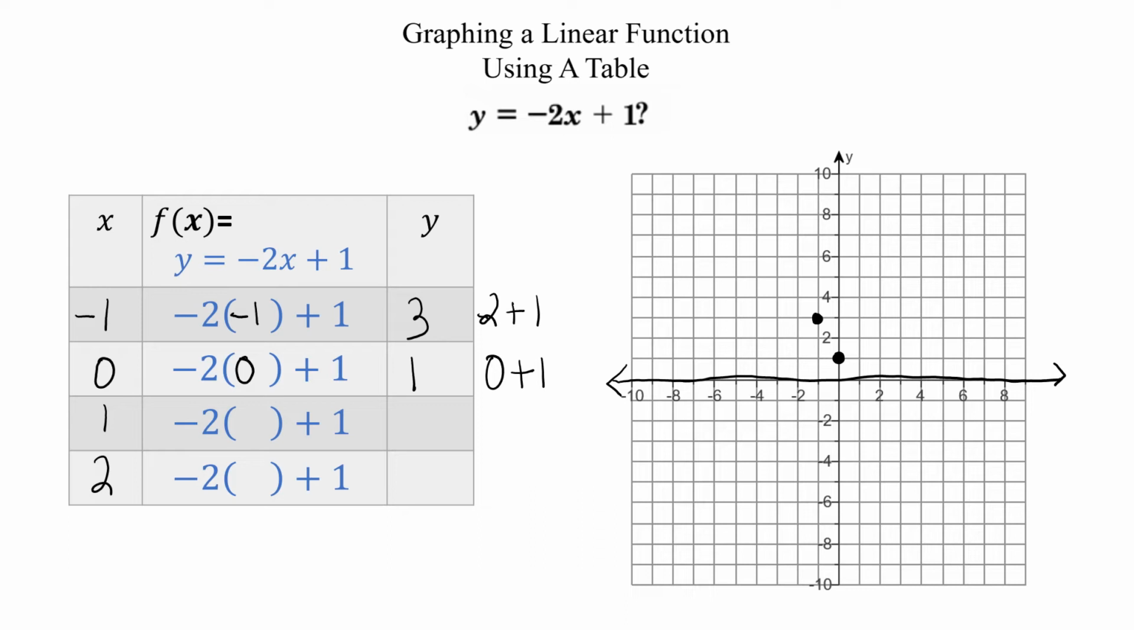All right, let's do the 1. -2 times 1 is -2, plus 1 is a -1. So now we have 1, -1. Let's go ahead and plot that. We have 1. We're going to go down 1, and there we go. The last one, we're going to plug in 2 this time. -2 times 2 is 4, or excuse me, -4, plus 1, which is a -3. All right, so we're going to go over to the graph, and we're going to go to 2, and we're going to go down 3. 1, 2, 3, and we're done.